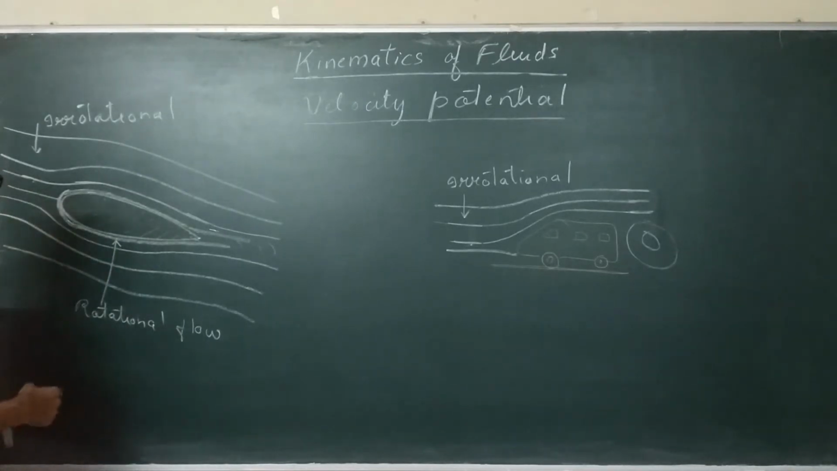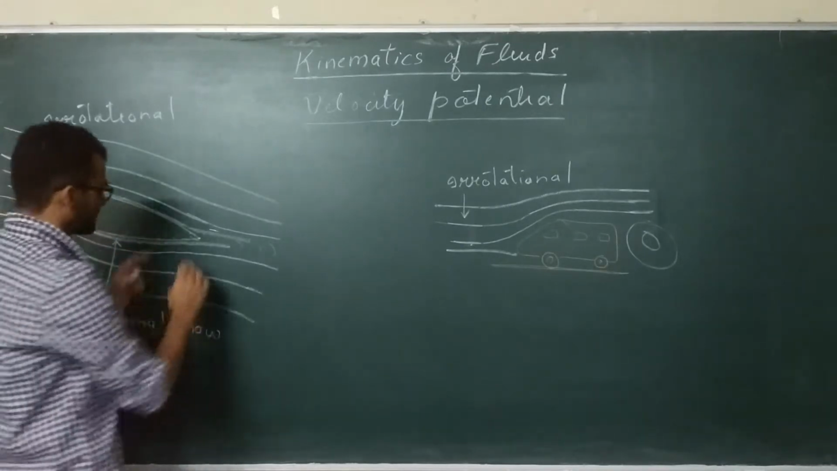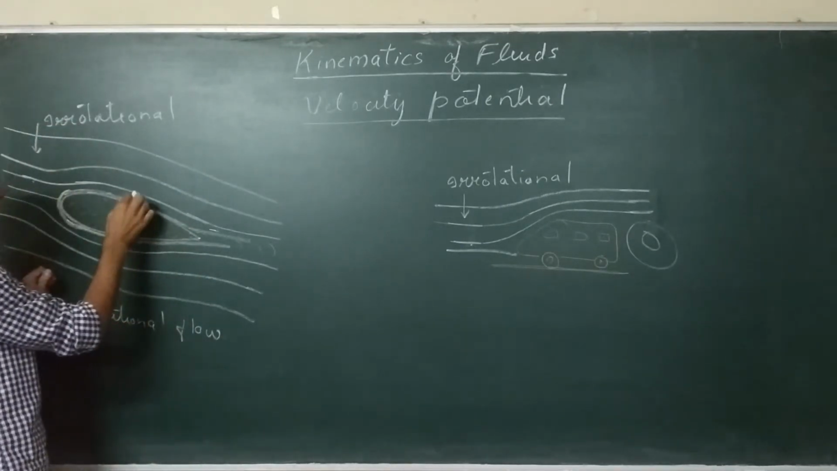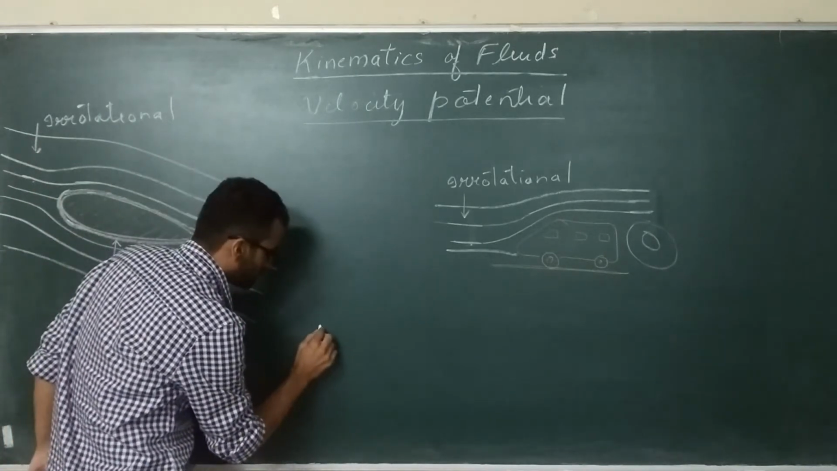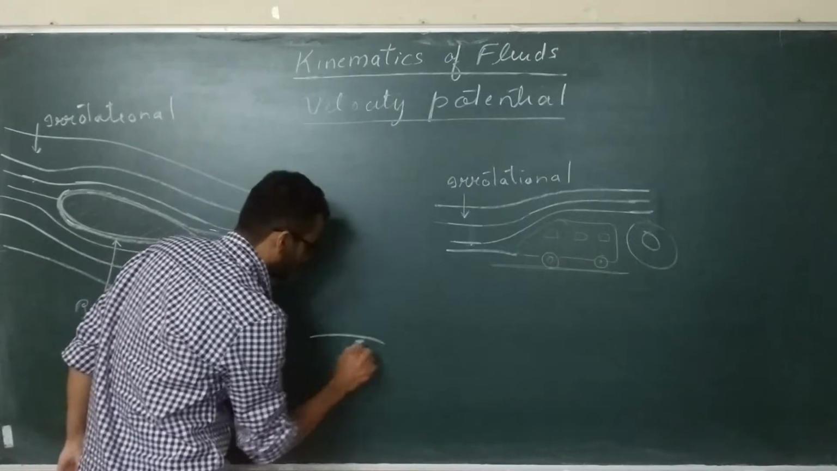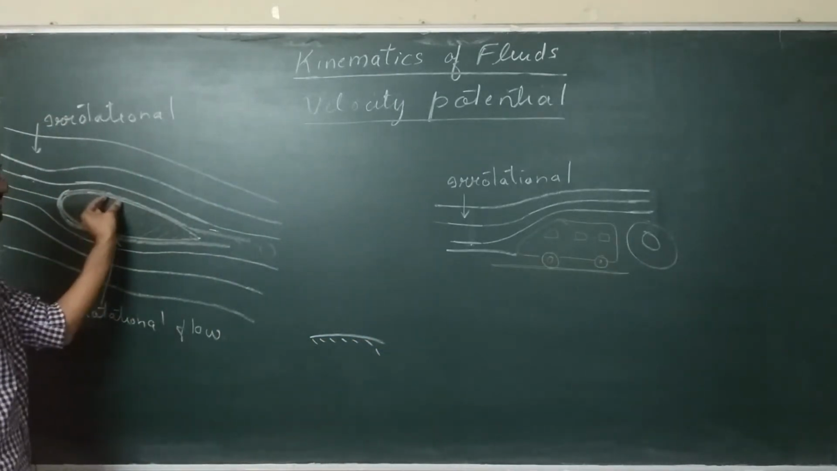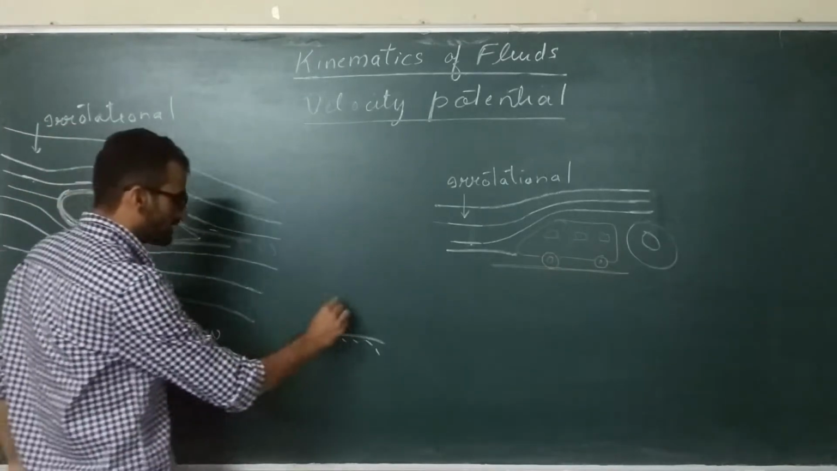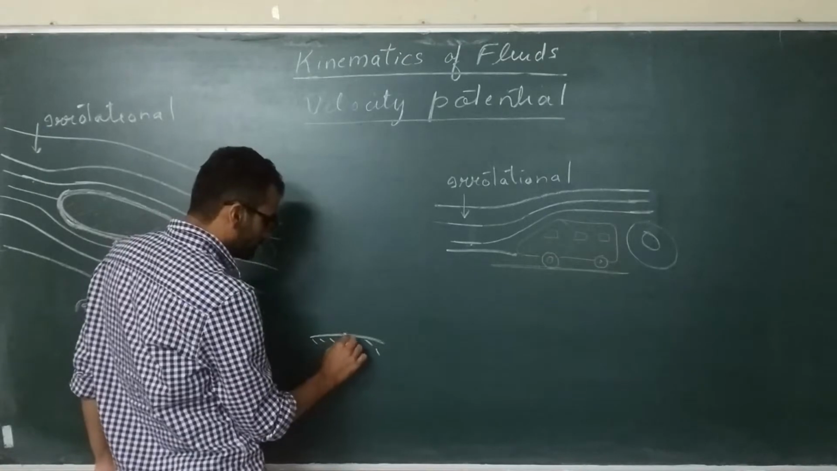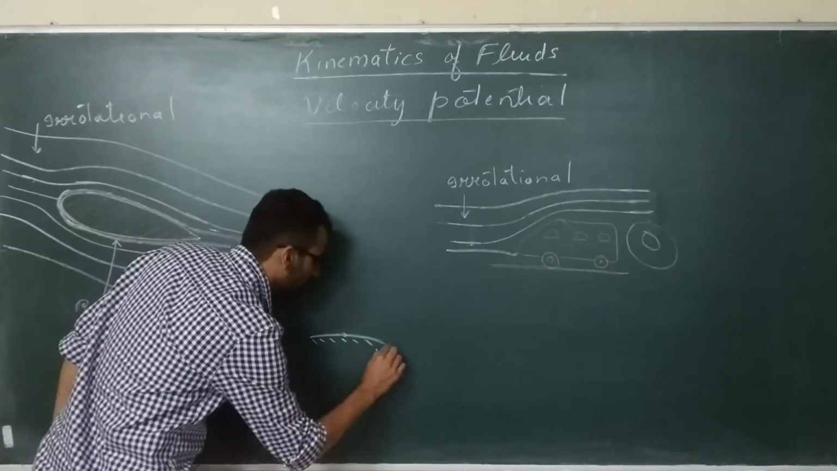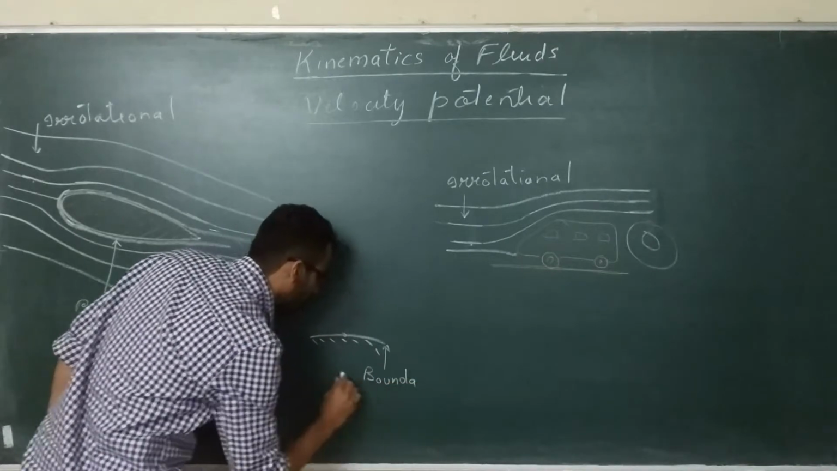You see, what happens close to the airfoil, I'll just draw an exploded view near the airfoil boundary. This is an airfoil boundary. I have drawn just a small part of this airfoil boundary. Now flow is taking place. This is the solid boundary of the airfoil.